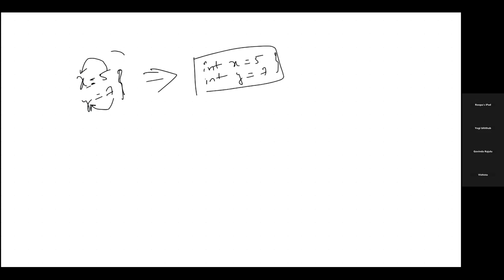So if you want to do something similar in programming, you define something like this: int x equals 5, int y equals 7. This is how you write the code in Java. This is how you assign values in your maths. This is how you write in programming. So there are three important components. One, data type. This is identifier, and these 5 and 7 are literals.